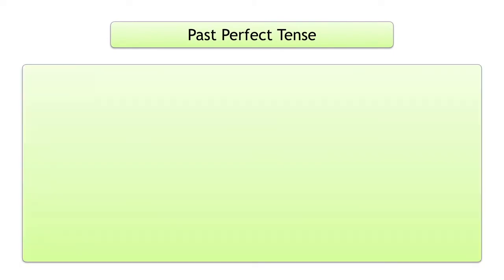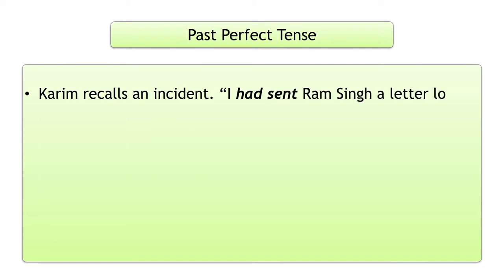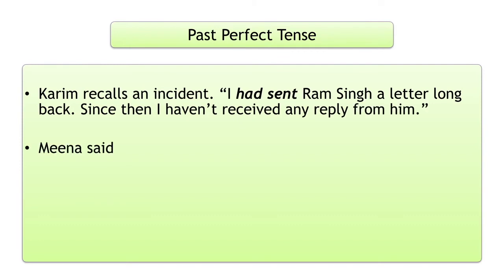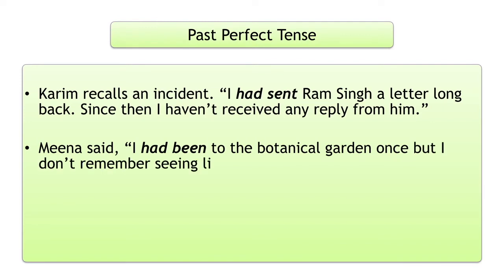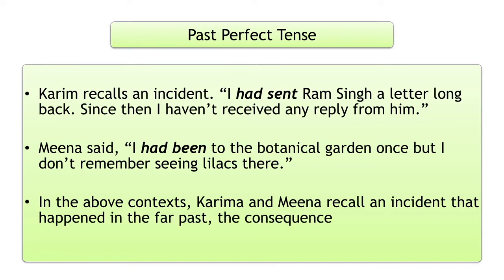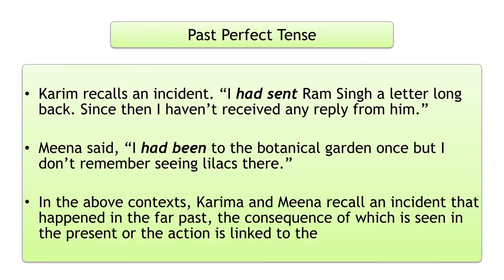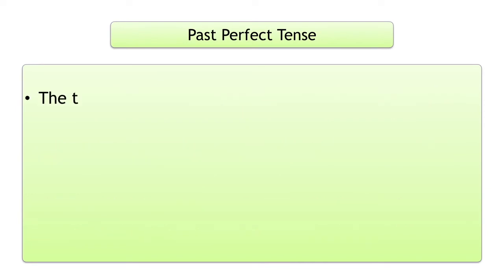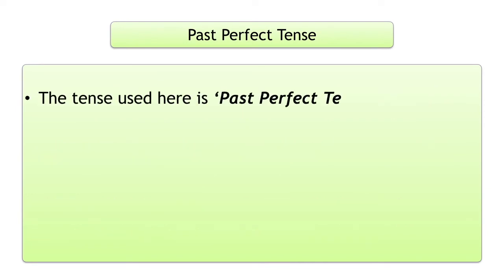Here are some examples. Kareem recalls an incident. "I had sent Ram Singh a letter long back. Since then, I haven't received any reply from him." Meena said, "I had been to the botanical garden once, but I don't remember seeing lilacs there." In the above context, Kareem and Meena recall an incident that happened in the far past or distant past, the consequence of which is seen in the present, or the action is linked to the present. The tense used here is past perfect tense.